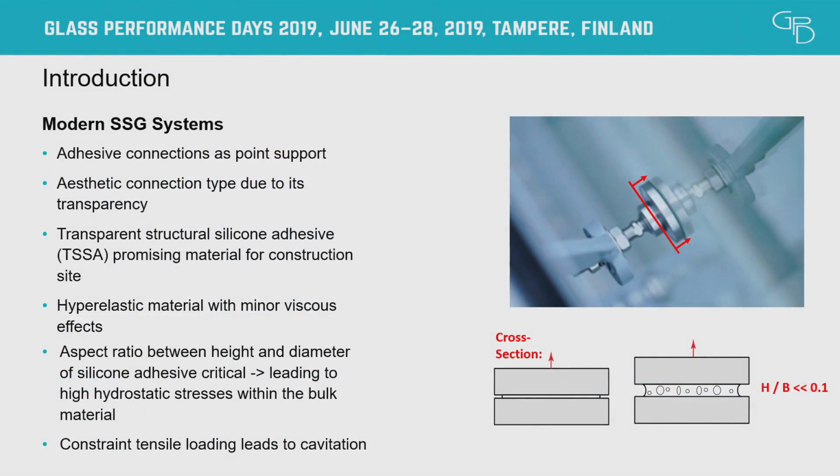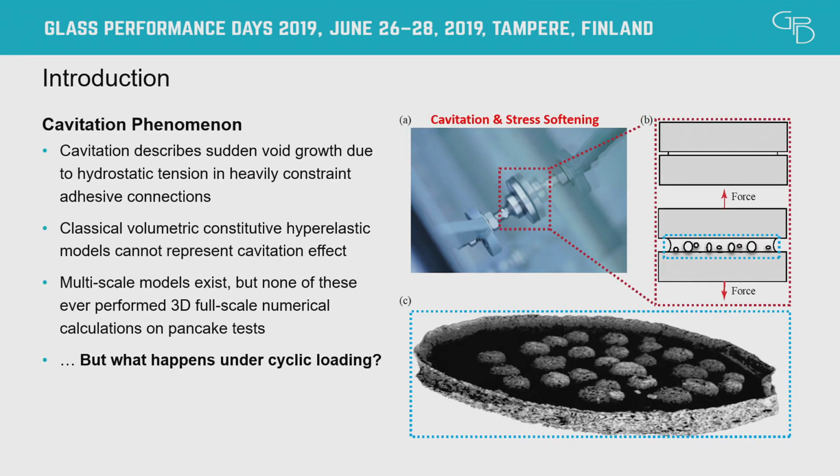What happens to the material? Yeah, it's really easy. Due to the cavitation effect, we have some stress softening. So the connection behaves really ductile. How does it look in the experiment?